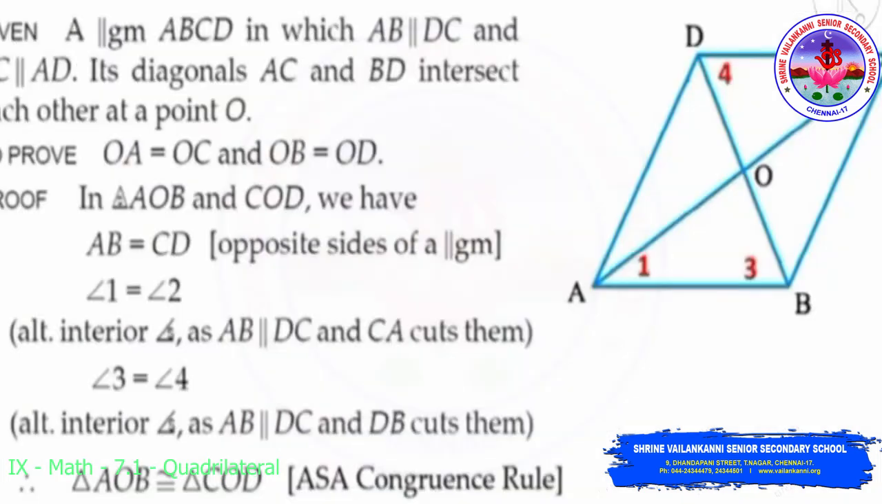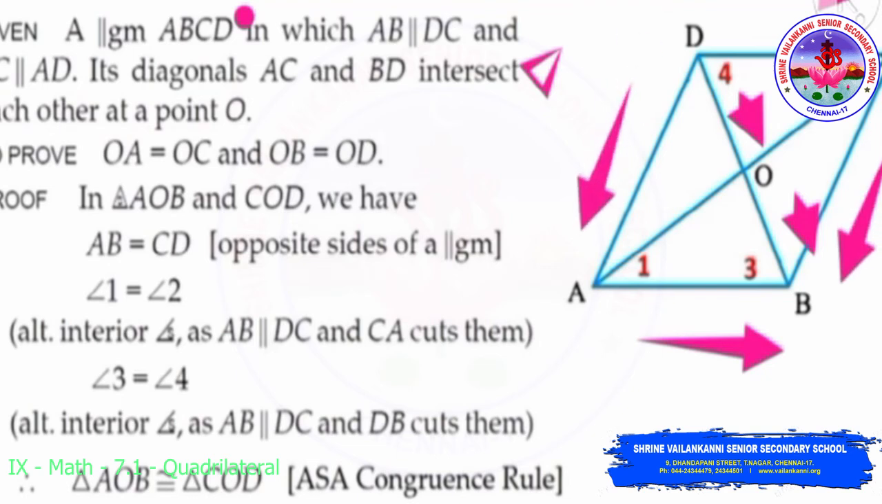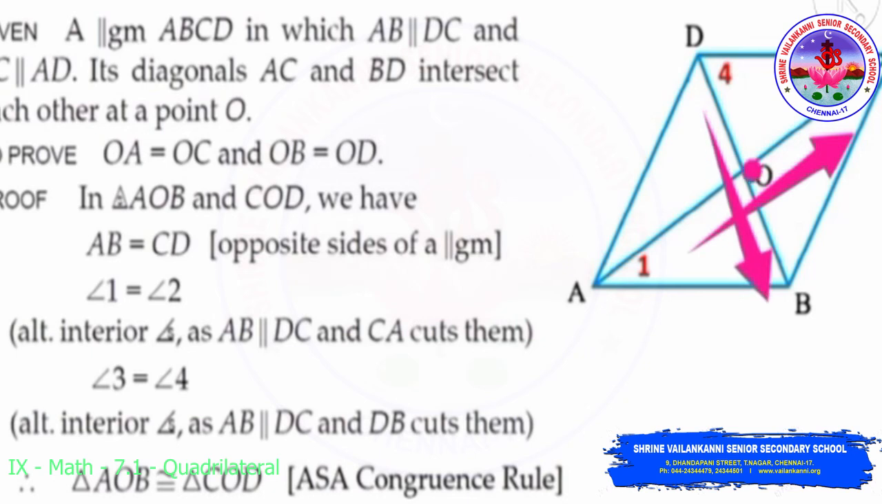Theorem 8.6. The diagonals of a parallelogram bisect each other. So here is given a parallelogram ABCD. We want to prove that the diagonals bisect each other, which means that we want to prove OA length is equivalent to OC length, OB length is equivalent to OD length. Coming to the solution, given ABCD is a parallelogram in which AB is parallel to CD and BC is parallel to AD, and the diagonals AC and BD intersect at O. To prove OA is equal to OC and OB is equal to OD.